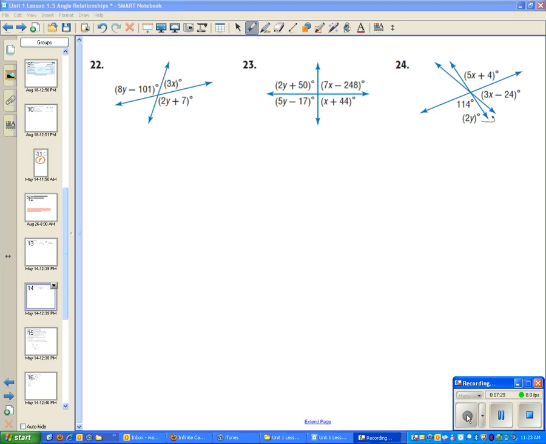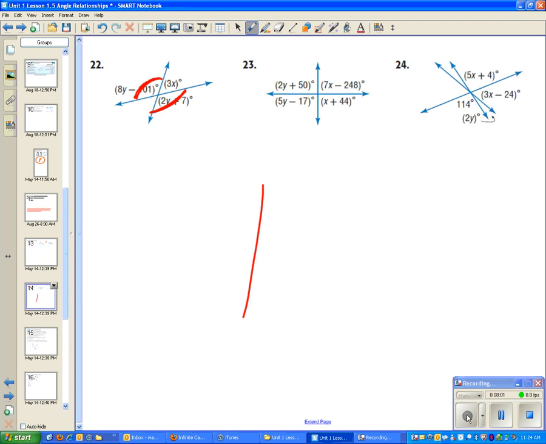You were taught in Algebra 1 how to solve a system of 2 equations with 2 variables. But I don't want to do that if I don't have to. I would much prefer to have one equation with 1 variable. So when I look at 22, notice that this angle, the one labeled 8y minus 101, and this angle, the one labeled 2y plus 7, are a pair of vertical angles.